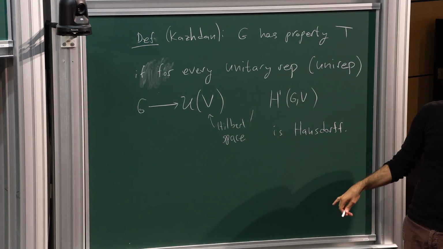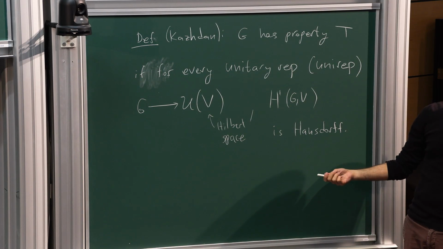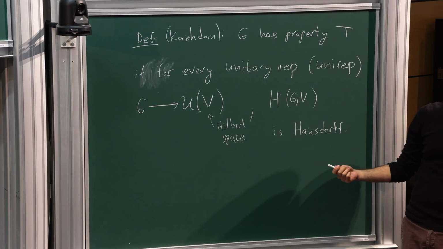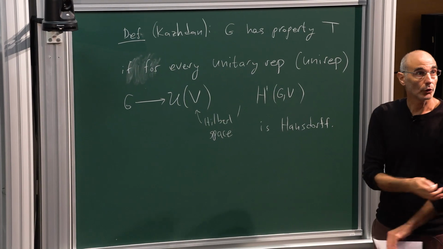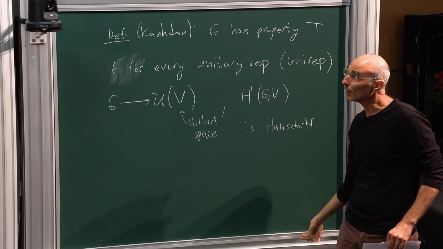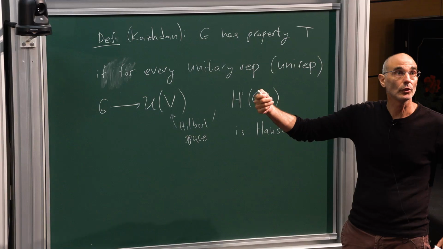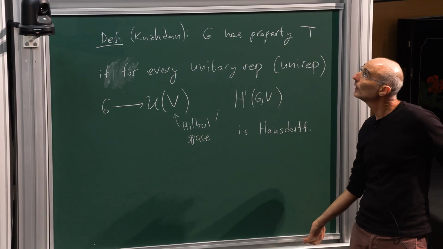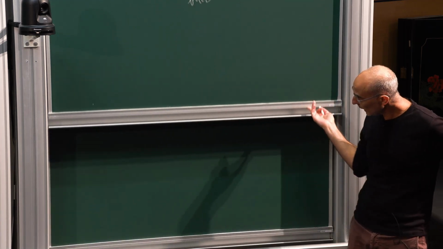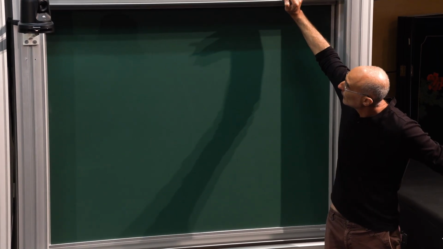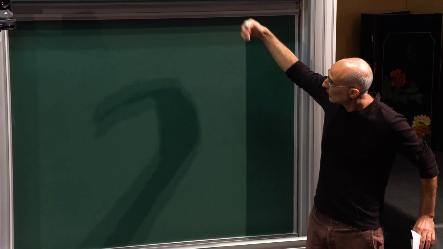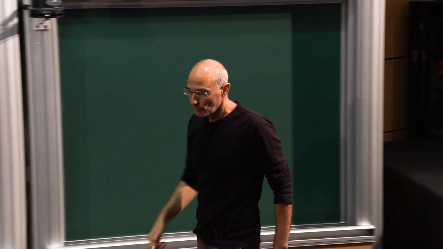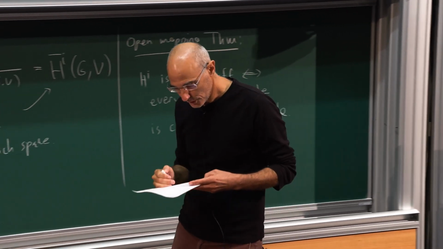So this is not how Kashdan wrote his definition in the first place. This is a reformulation by Guichardet, who studied continuous cohomology. I said that Mostow and Hochschild were the ones to develop the theory initially, but it was followed by many others. And Guichardet did a lot of work on this.